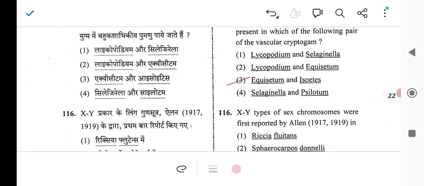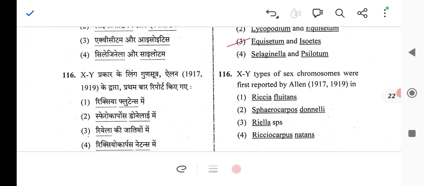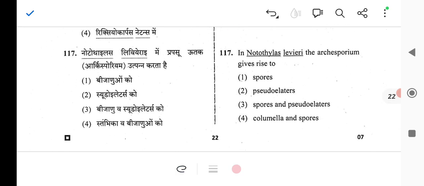And one more thing we have read about vascular cryptogams is the largest chromosome number. Next is XY type of sex chromosome were first reported by Allen in Sphaerocarpos donnellii. Next is in Notothylas levieri, the archesporium gives rise to spores and pseudoelaters. A very important question.